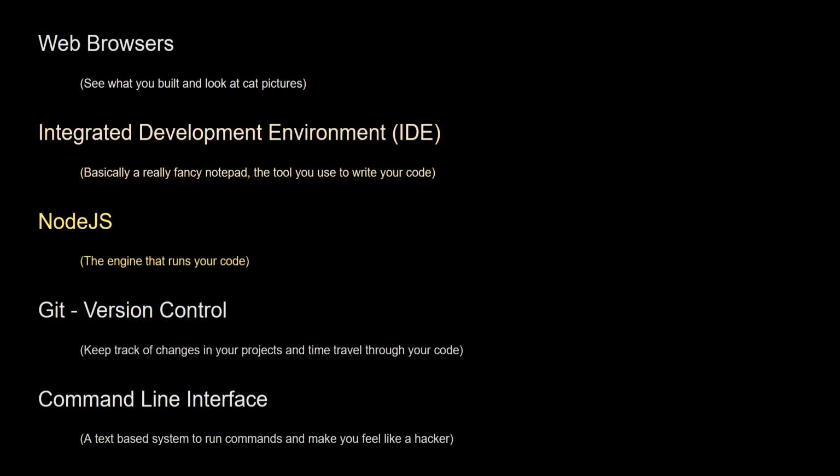We'll also want to install NodeJS, which is an engine that runs our code. And we'll also want to install Git, a version control system. This allows us to keep track of changes in our projects and time travel through our code. When we get started, there's not very much use for it because we'll be using a lot of one-off projects, but as we get into larger and more complex projects, Git is going to be a huge time and lifesaver for us. It is also useful when collaborating with teams, as we'll see later.